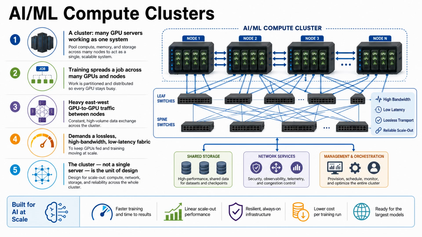And I want you to really feel why. Look at those leaf and spine switches wiring the nodes together. If that fabric drops a single packet or adds latency, the GPUs stall, they sit idle, waiting on the network while the meter keeps running. You've got millions of dollars of GPUs twiddling their thumbs because a switch hiccuped. That's exactly why we'll obsess over lossless Ethernet, RoCE, and congestion control in the modules ahead. Every bit of it exists to keep those GPUs fed.